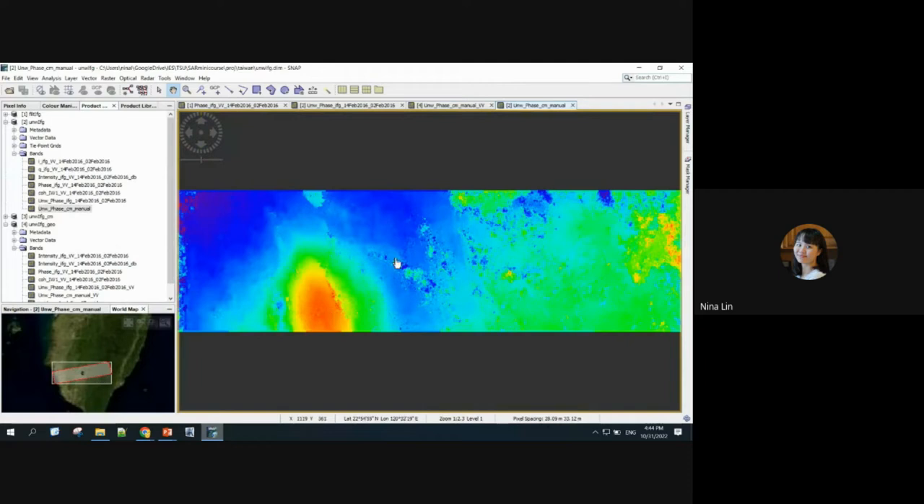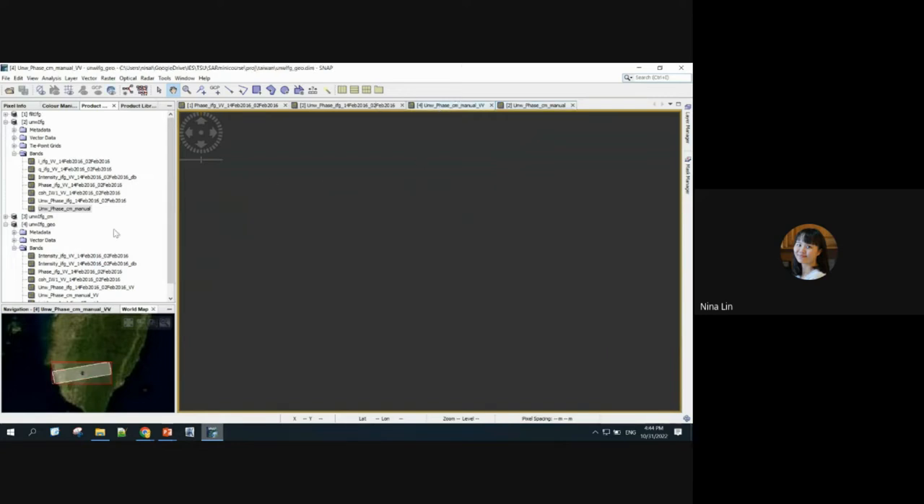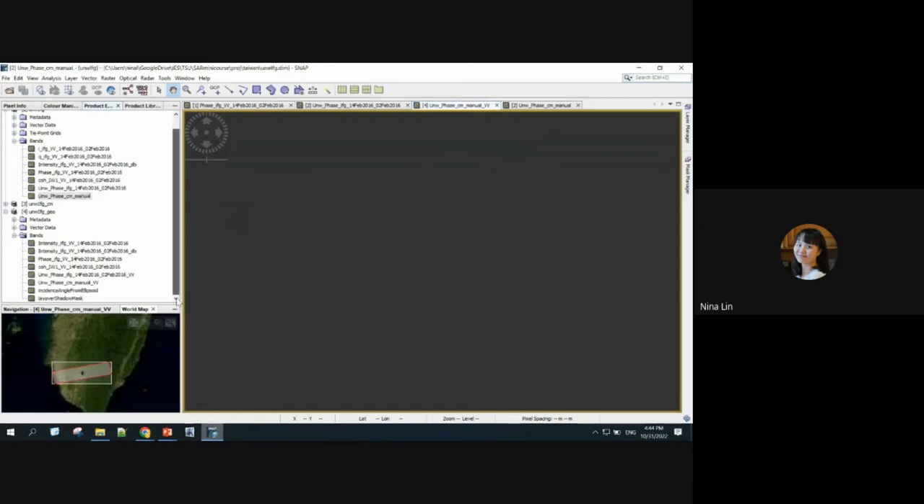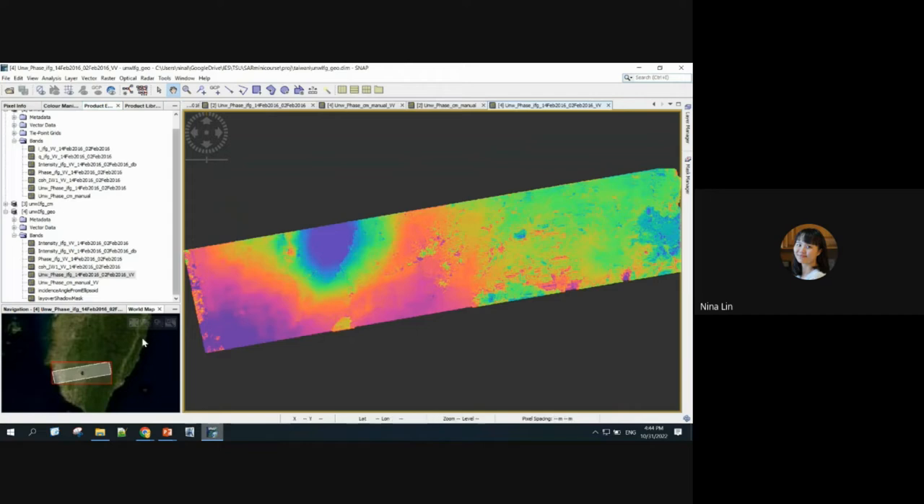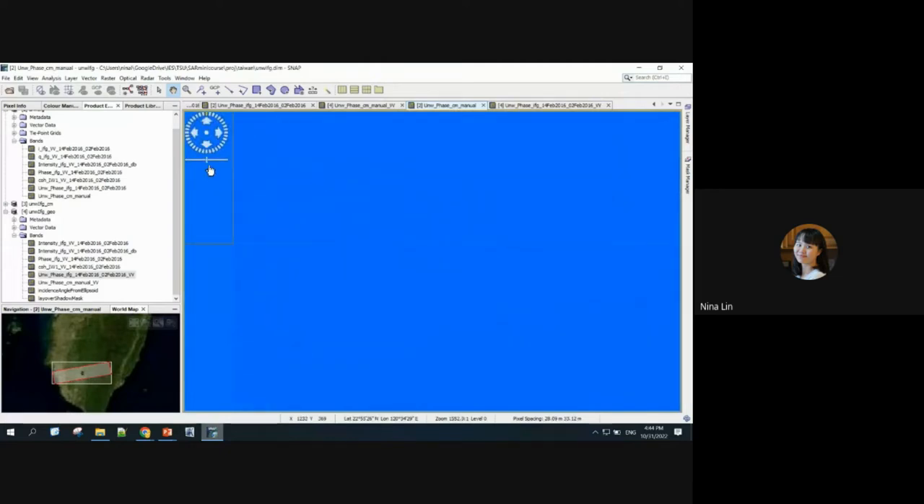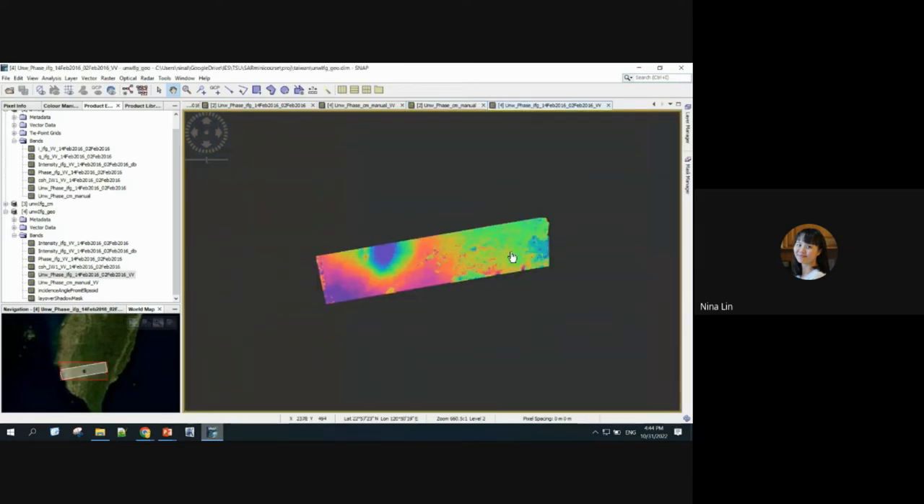Okay, so this one is in the radar coordinates. And as I told you before, the pixels closer to the origin are at the south and farther from the origin are at the north. So when you geocode this image, you should see this pattern upside down. That is exactly the one we're seeing. There must be an easy way to do this, I just don't know how to show the full view. Anyway, this is for your information.